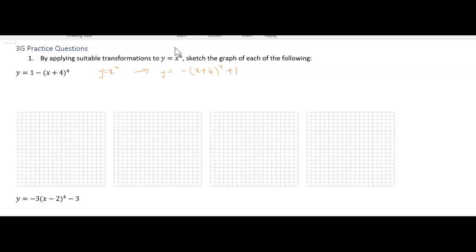All right, so let's identify the features of this graph. So our value of A, which is the number in front of the bracket, is negative 1.